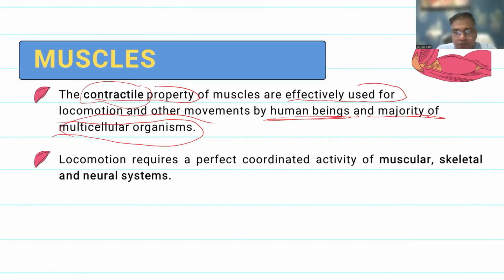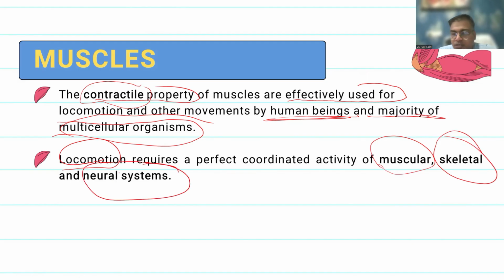So muscles have a property of contraction, and this property is effectively used by human beings and other multicellular organisms in locomotion and movements. Locomotion requires a perfectly coordinated activity of the muscular, skeletal, and neural systems. All these systems work in a coordinated way to perform locomotion and movements.